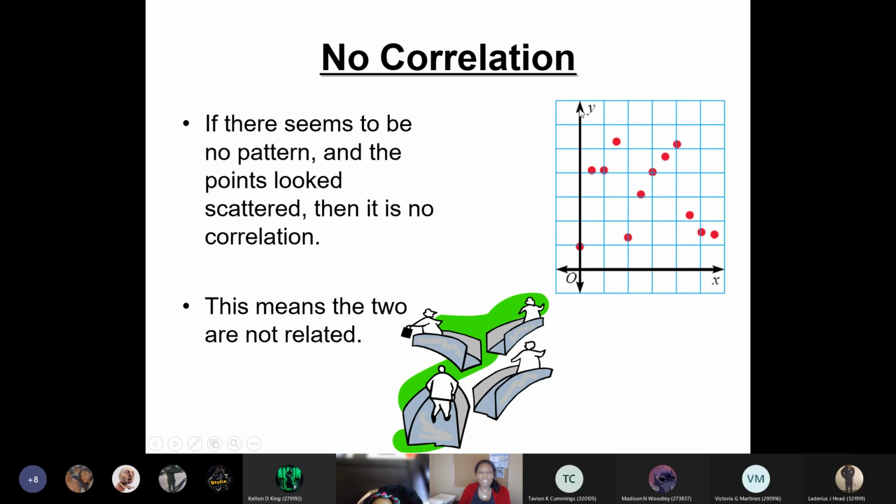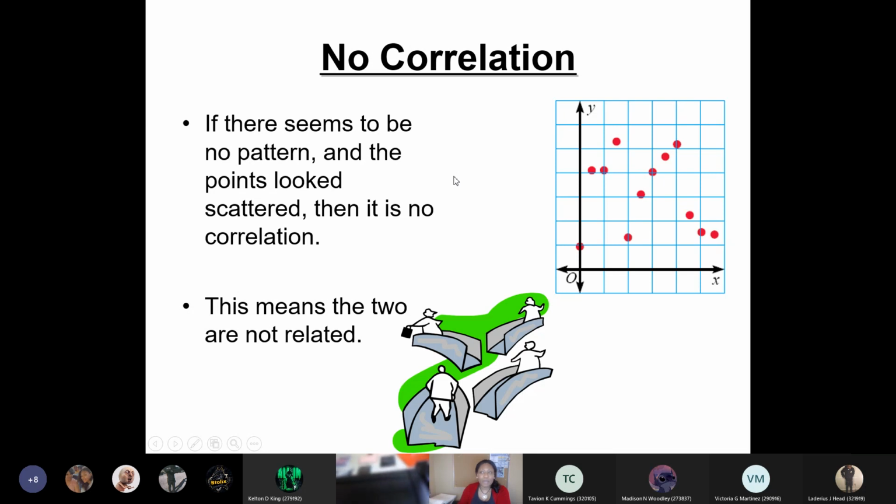No correlation. When you see a scatter plot that just has a bunch of dots sitting on the scatter plot and you cannot find a pattern or any type of correlation, you can't tell whether it's negative or positive or increasing or decreasing. They're all over the place. That is no correlation. There's no pattern. The points look scattered. There's no correlation. That means these two are not related.